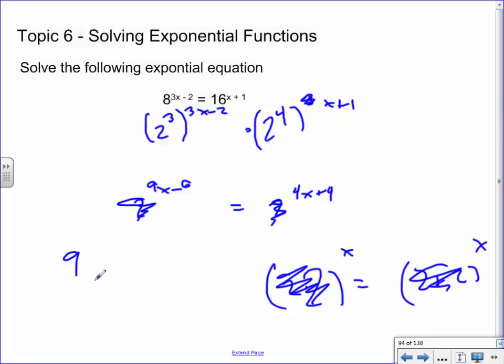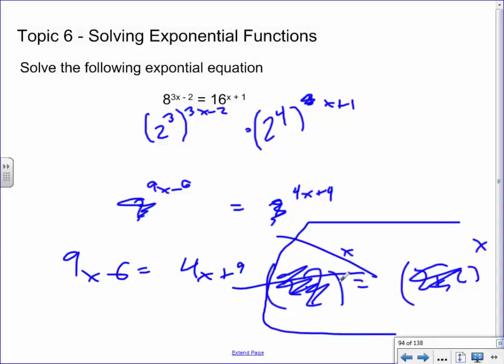What you have left is 9x minus 6 equals 4x plus 9. Let's just kind of put that stuff off to the side here. Oh, that's a 4, isn't it? That's a 4. Sorry. I'm doing a very poor job of writing here. Subtract 4x from both sides. Add 6 to both sides. Let me know if I lose you. You get 5x equals 10. So x equals 2.